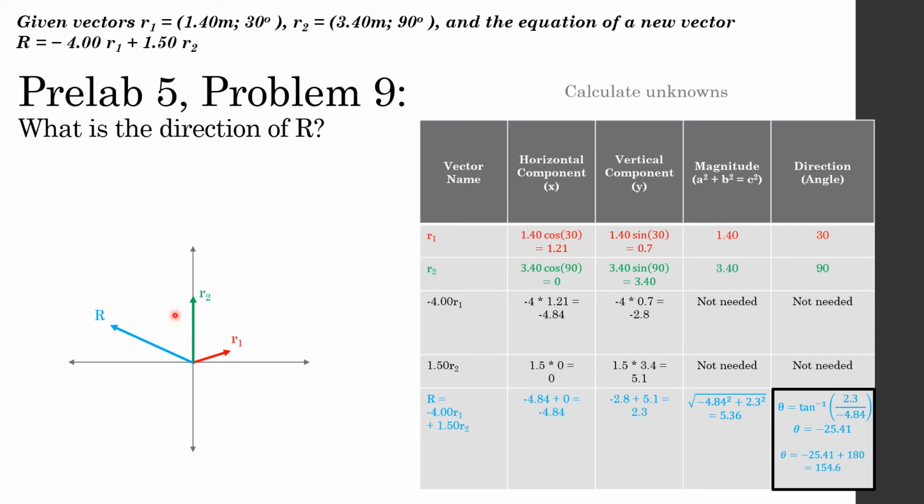Cannot stress the importance of drawing pictures, right? Because I would know that that should be in the fourth quadrant, right? Negative 25.41. But I can see clearly that R is in my second quadrant. So I know that I need to add 180 degrees to my angle. When I add 180 degrees to it, I get 154.6. I know that it's in the second quadrant, as I mentioned, and so it needs to be between 90 and 180, and 154.6 fits the bill, so that checks out. That is the correct answer.